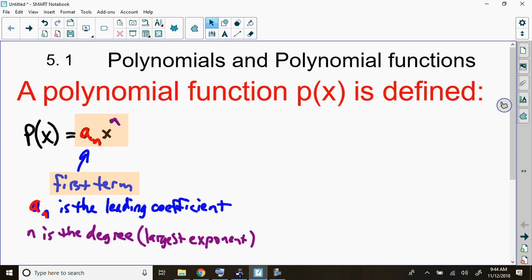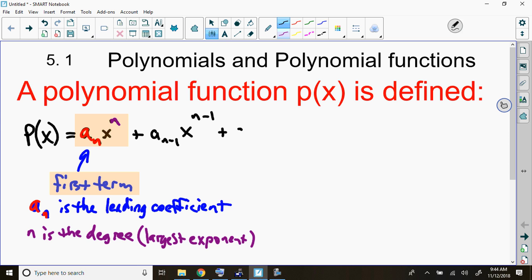Good. So then, this is where it starts to get scary. People start to lose faith. A sub n minus 1, x to the n minus 1. Well, what's its name? It's the second term. Plus a sub n minus 2, x to the n minus 2. What's its name? It doesn't necessarily have one.